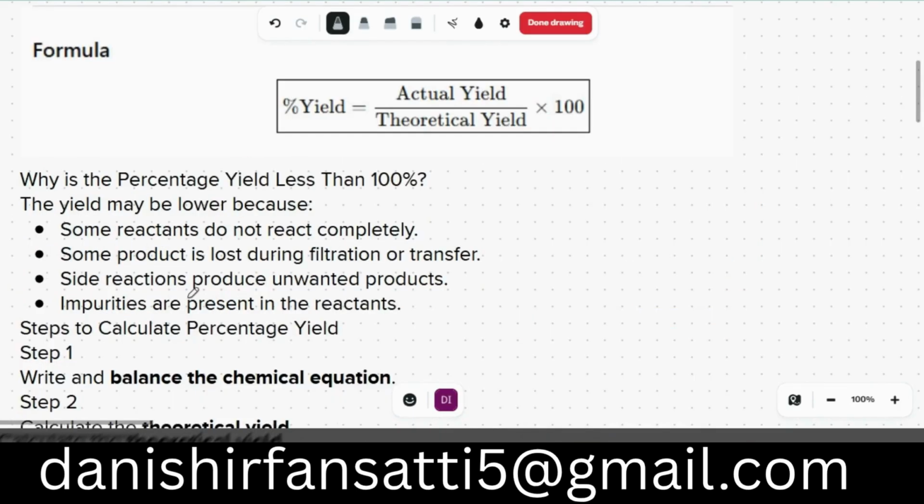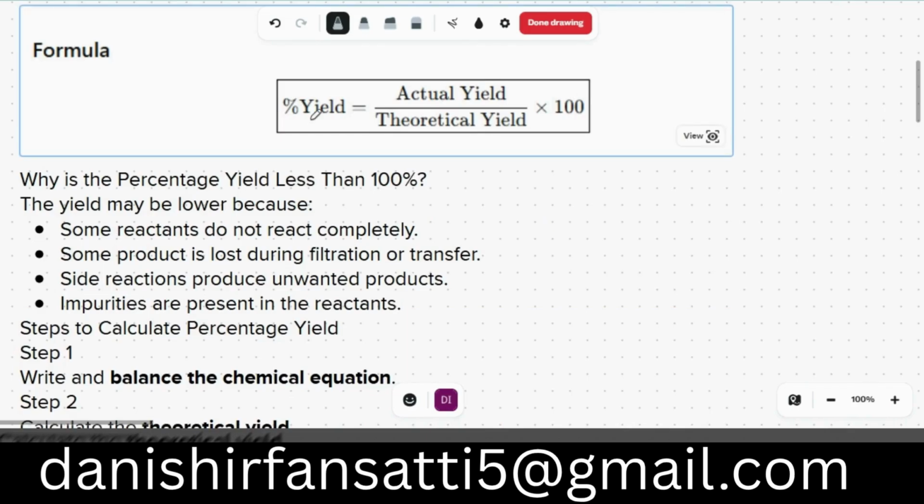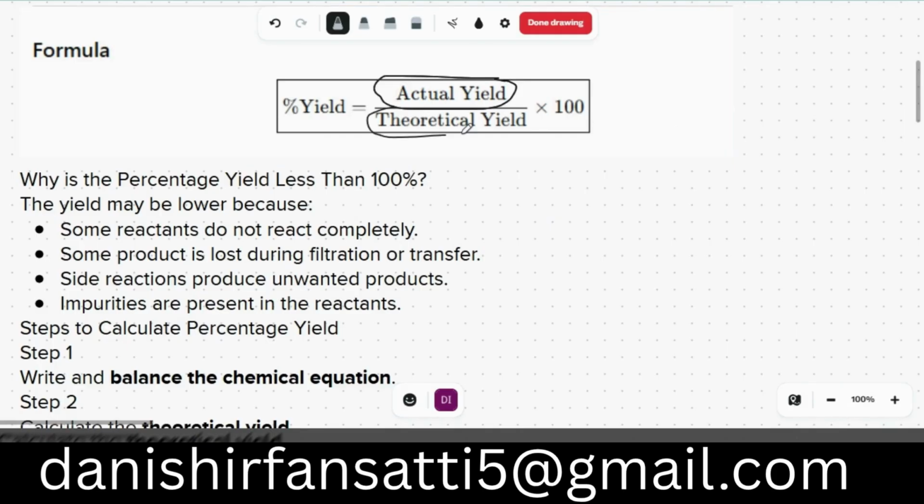Okay, so how can we calculate yield? Percentage yield is equal to actual yield divided by theoretical yield, multiplied by 100. Why is the percentage yield less than 100%?